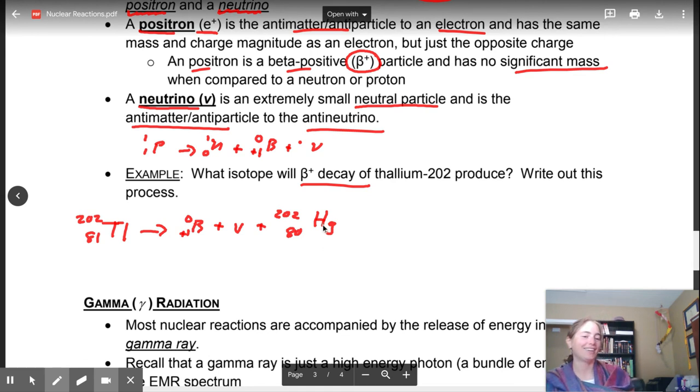Mercury! The element, not Freddie. Freddie Mercury, Queen, great band.